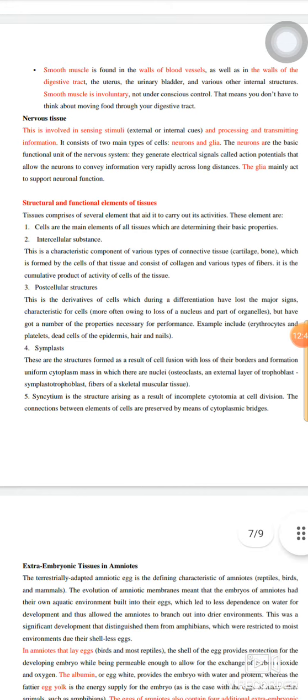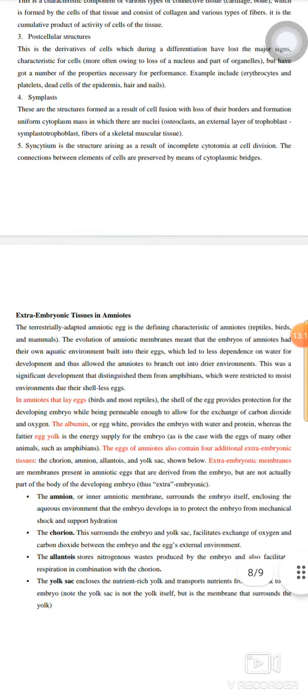Then you have the structural and functional elements of tissue. So for example, if I ask you to list the elements of tissue, I expect to see the cell, the intercellular substances, the postcellular structures. Of course, cells are meant to be one of the elements of tissue because the collection of cells gives rise to tissue. So you have the symplast and you have the syncytium. So know the definition of each of them.